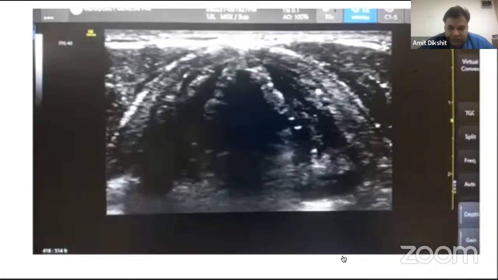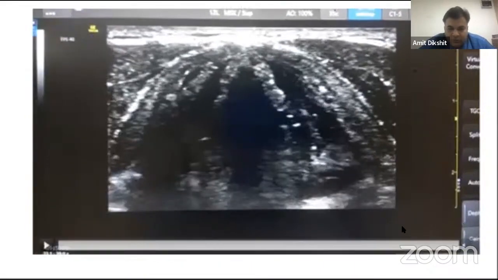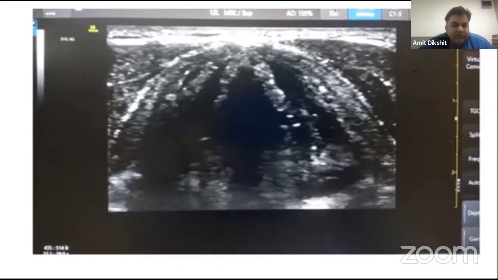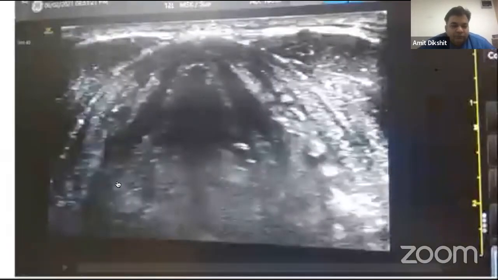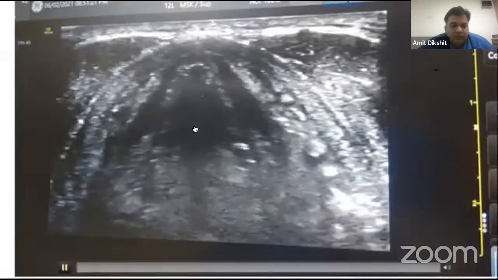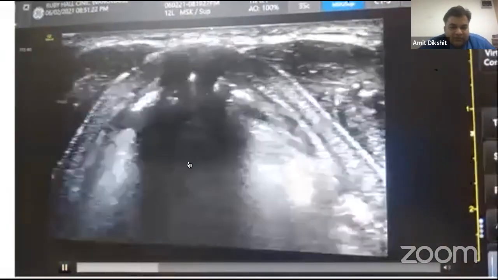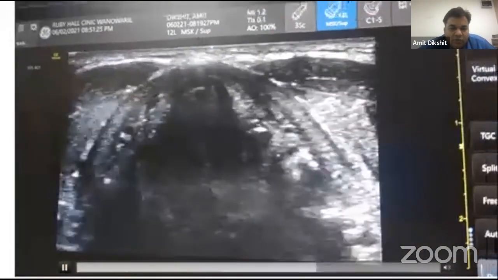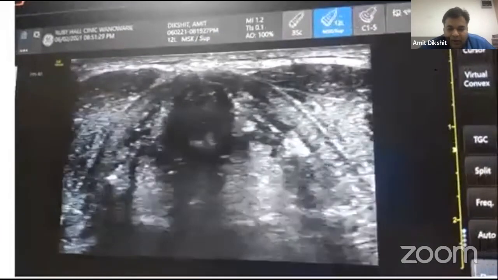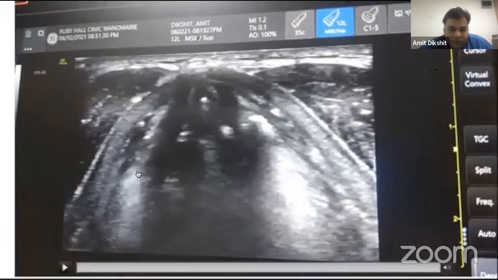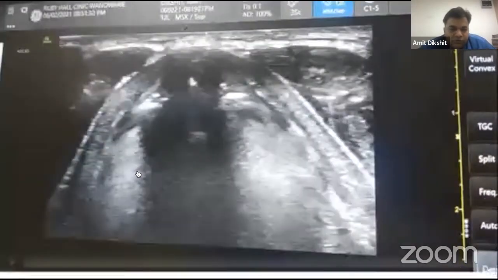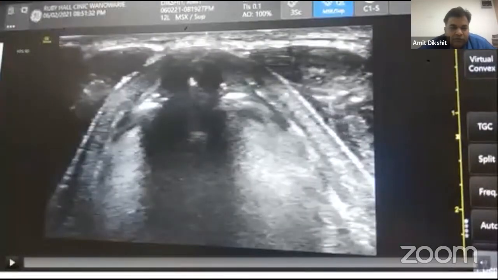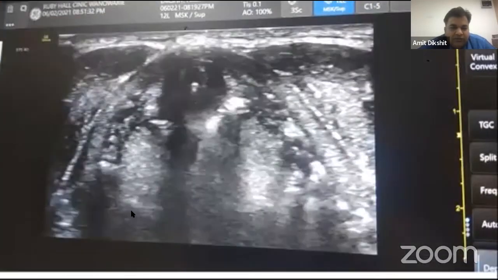So this is another video. Here you can see the vocal cord movement, the hypoechoic black area. I'm asking the patient to say E, and you can see the vigorous vocal cord movement in the middle. And another, the final video, just to show you how the movement can be. Saying E, and you can see the vocal cord movements also.